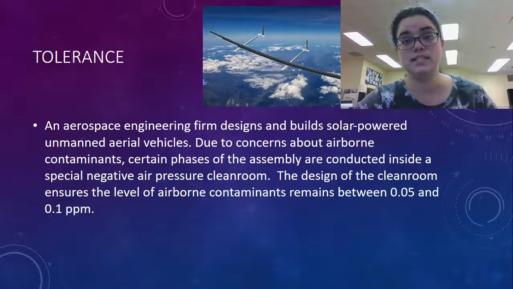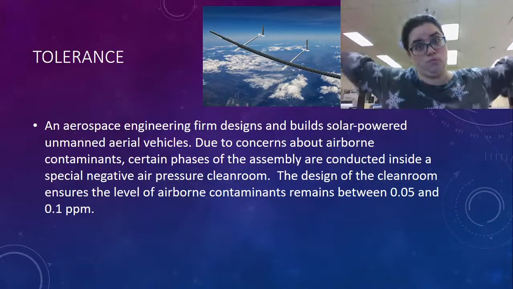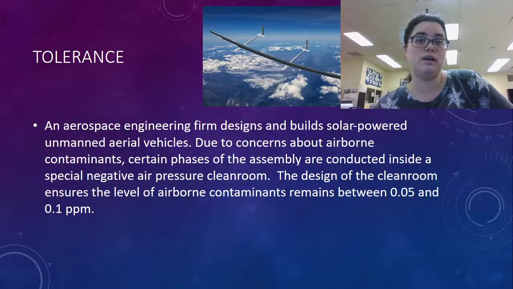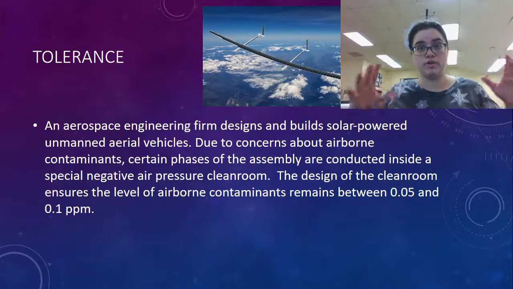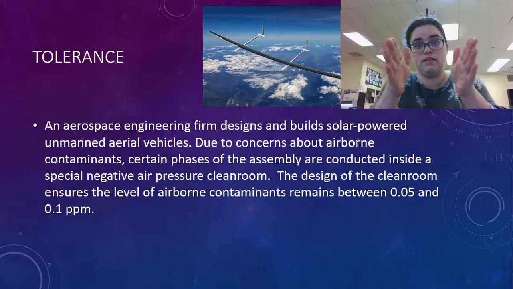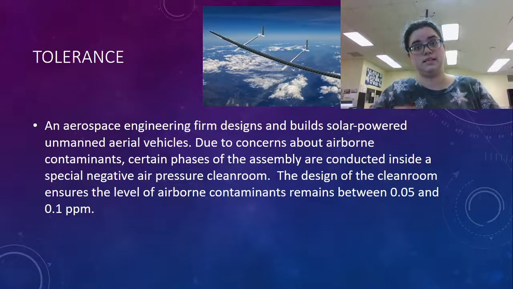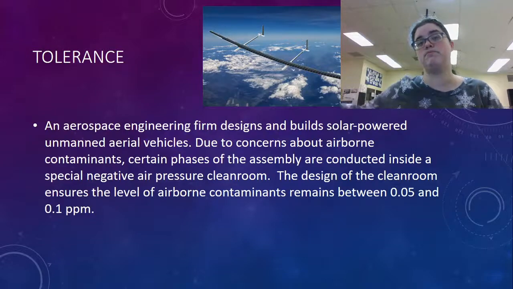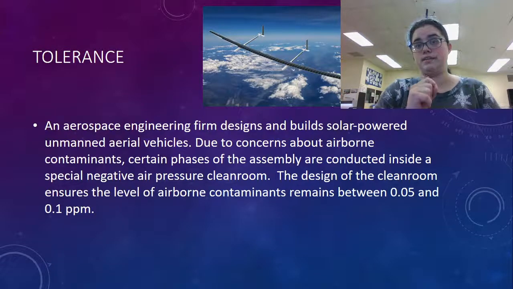This thing here is a solar-powered unmanned aerial vehicle, and it's big like an airplane is big, so it's wide, but it's really skinny, really light, and it's got solar panels. When I was there in person, they showed us a clean room where they have a pressure differential between the inside of the clean room and the outside. That means they can constantly pump out the contaminated air and pump in fresh air that has fewer contaminants.